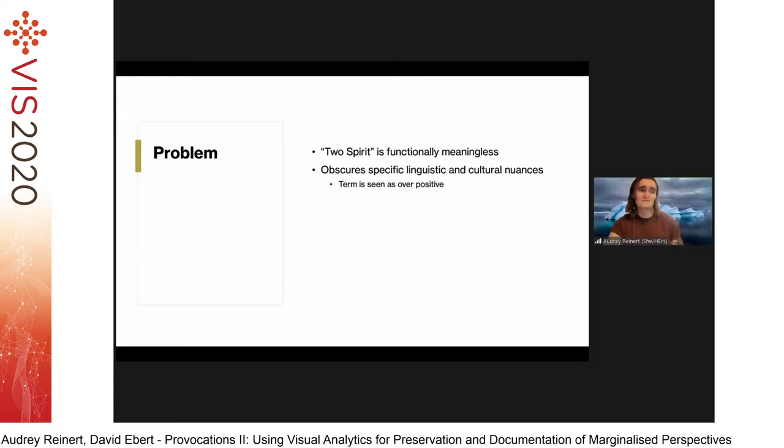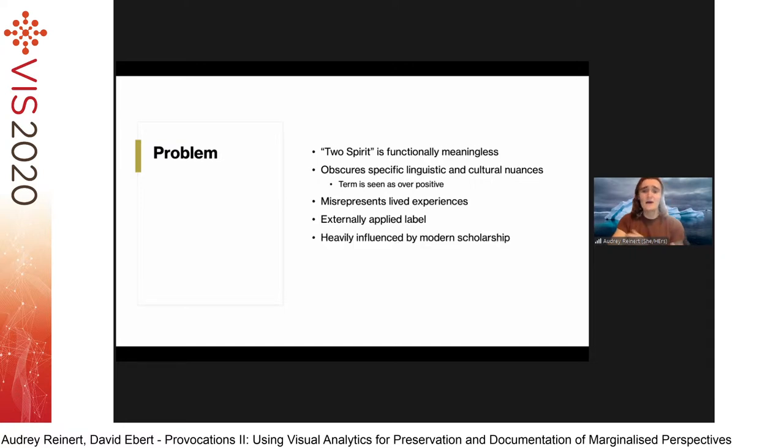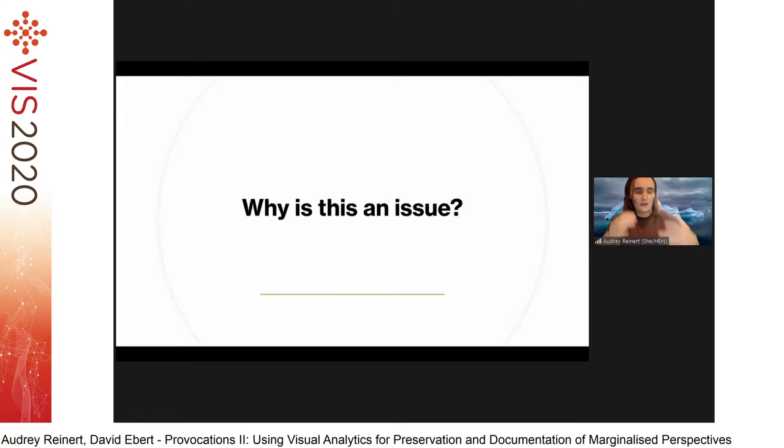And also, this term is seen as being overly positive, and it fundamentally misrepresents the lived experiences of these individuals. It's an externally applied label, and it's also heavily influenced by modern scholarship. This really only came around in 1990. The term is as old as I am. So it's very, very new. And it's also influenced by modern LGBT scholarship work.